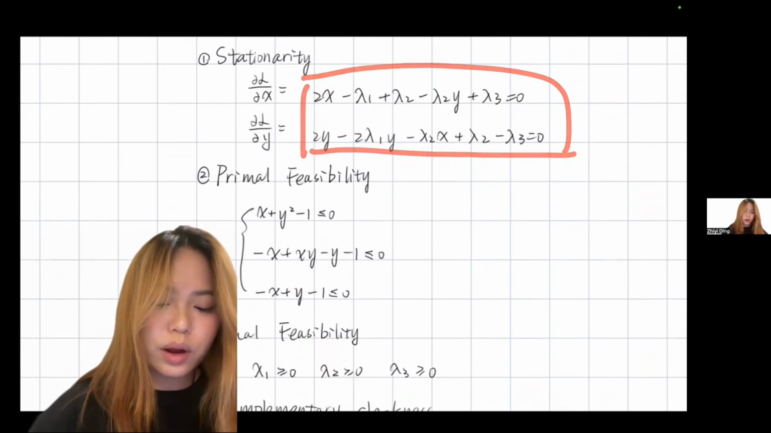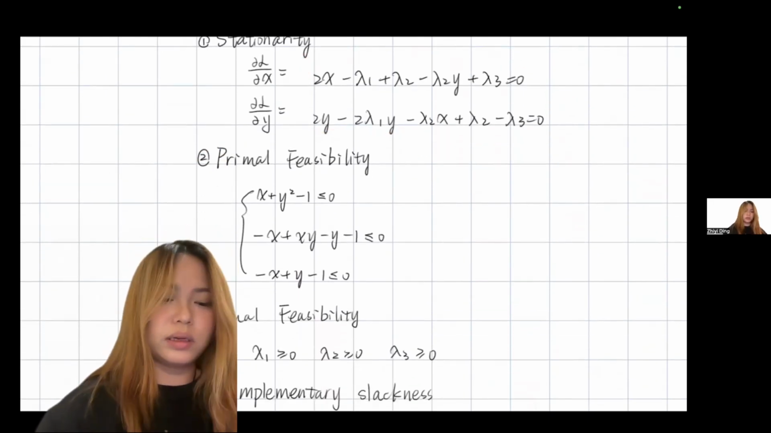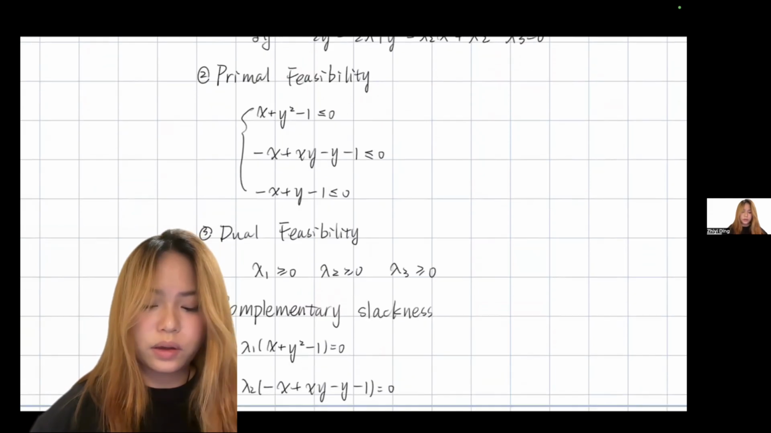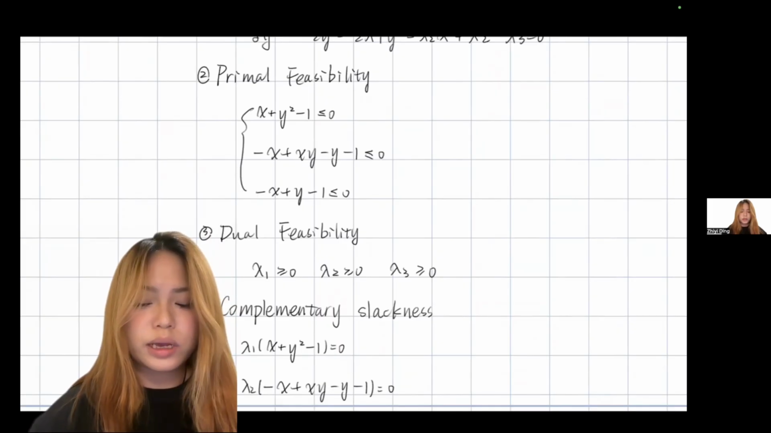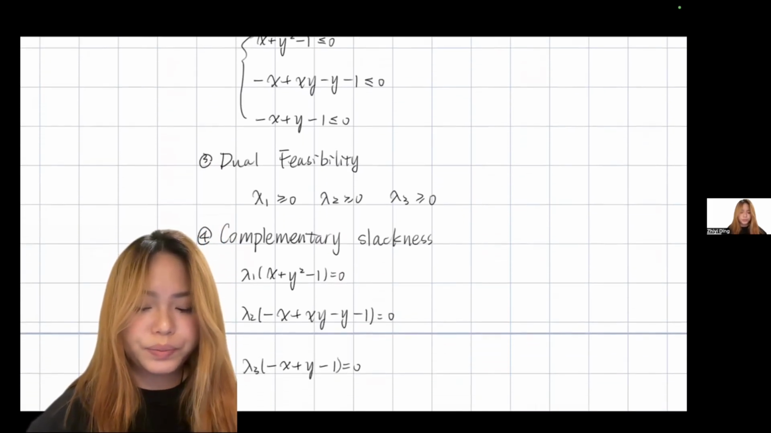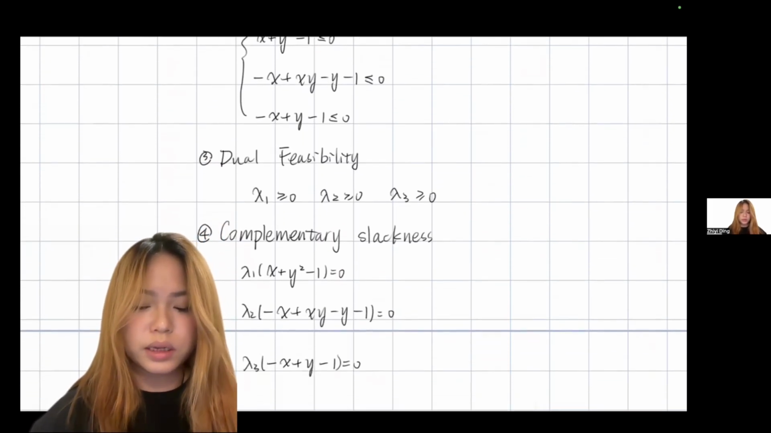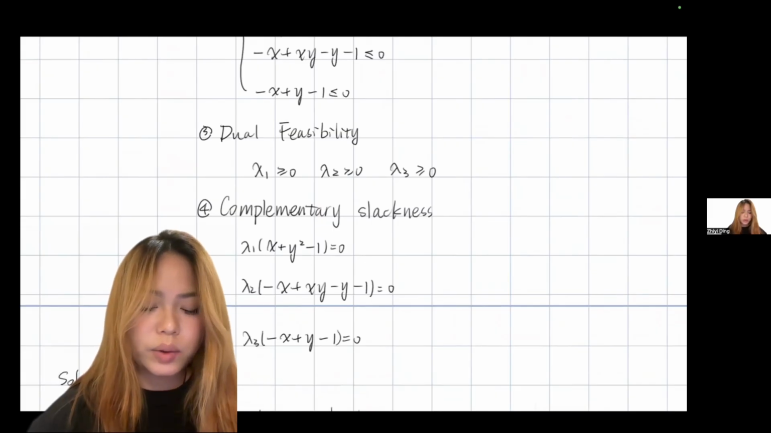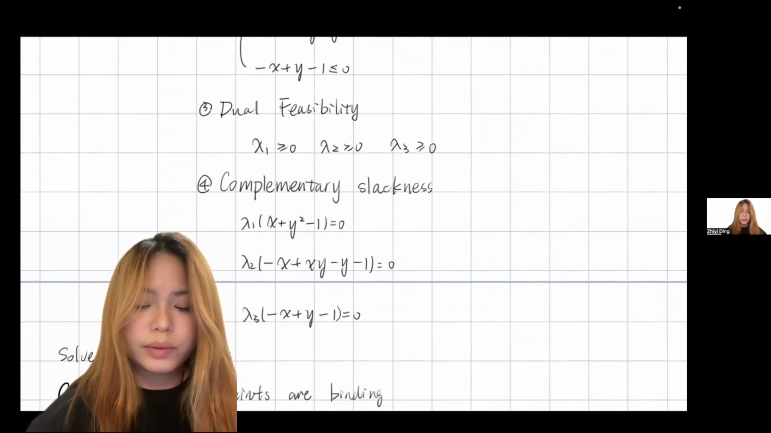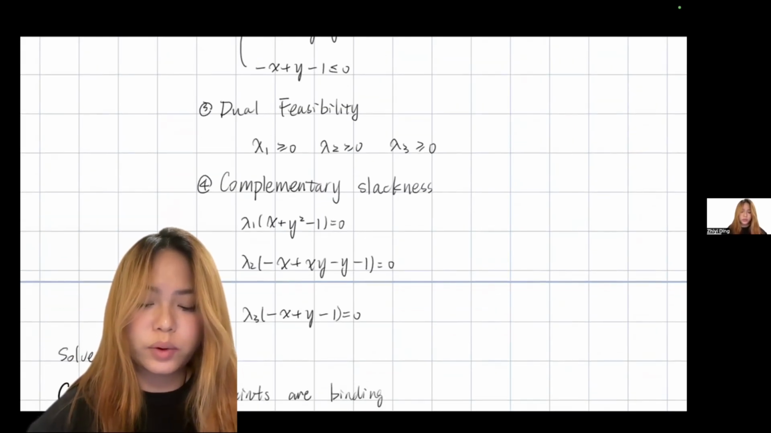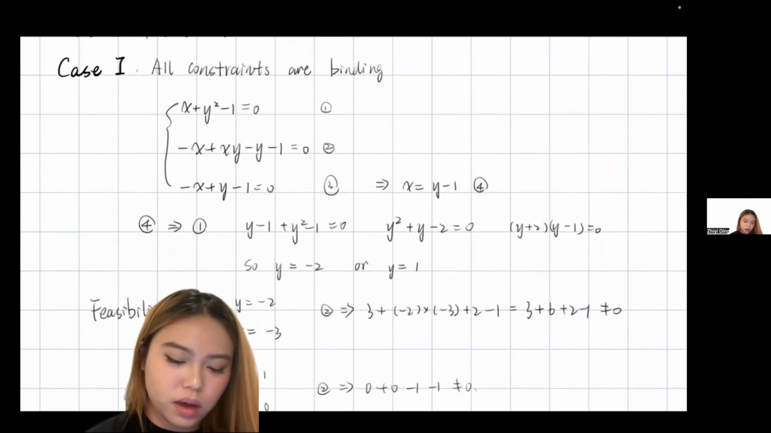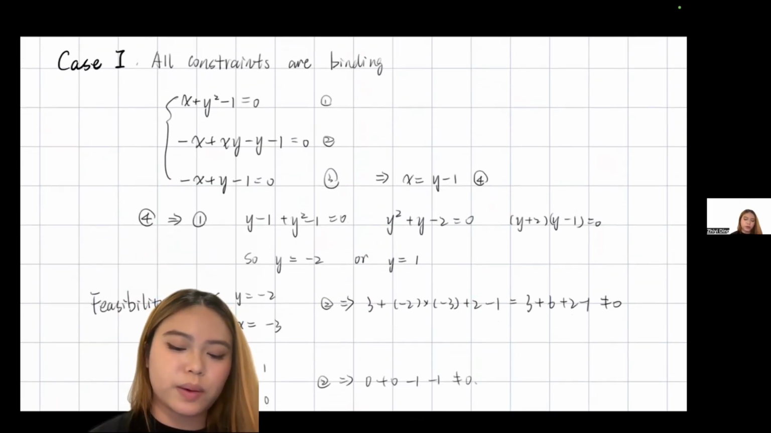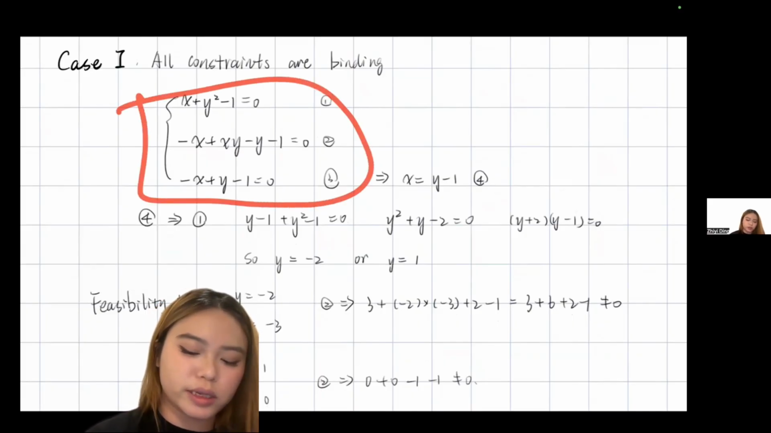The second one is primal feasibility, where the constraints are satisfied. The third one is dual feasibility: we get lambda 1, lambda 2, and lambda 3 are all greater than or equal to 0. And the fourth is complementary slackness, where lambda times g equals 0. So we can get these three equations.